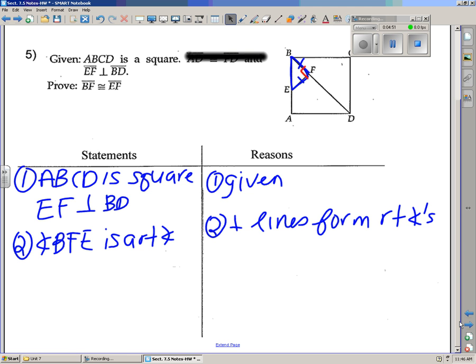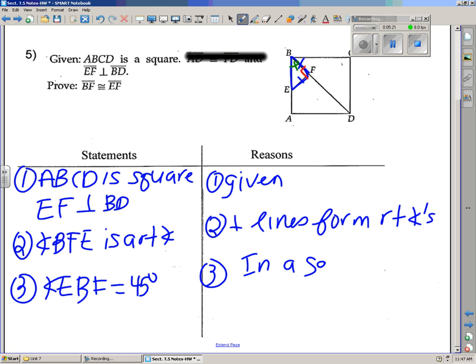Well, we also know that EBF is 45 degrees, because we know that the square has 4 right angles, and the diagonals bisect those particular angles. So we could say angle EBF equals 45 degrees. And the reason here could be in a square, a diagonal bisects the right angle.